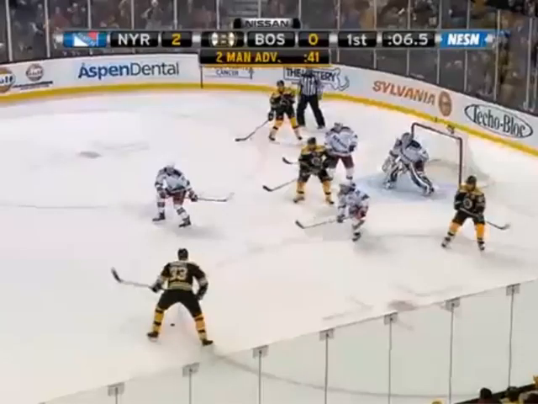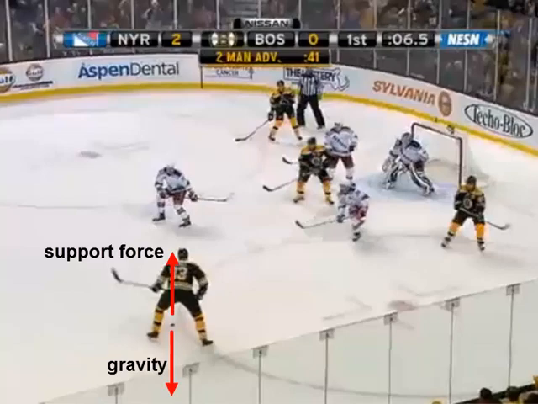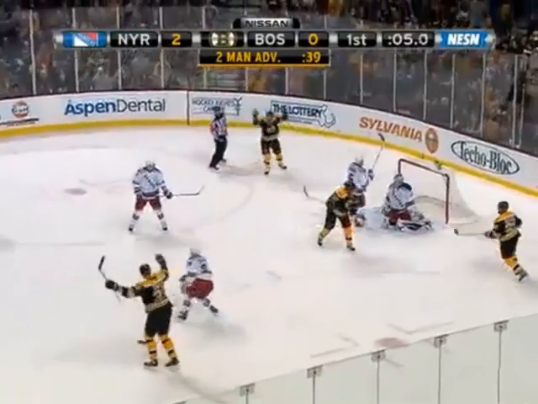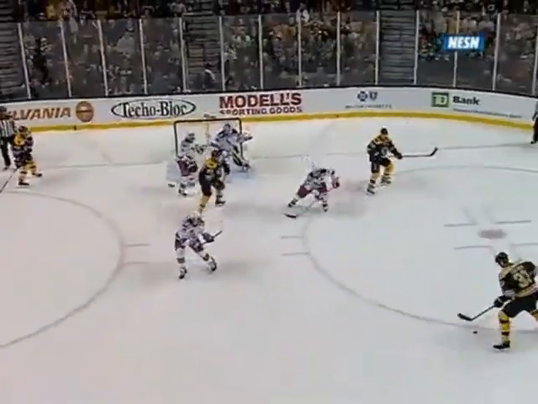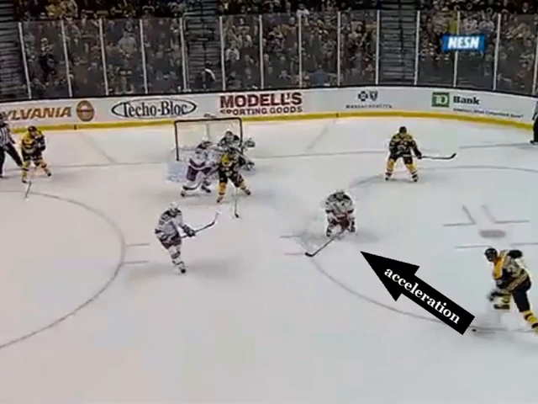When a hockey puck is at rest, the net force on it, gravity and the support force, is balanced, so the puck is in equilibrium. Hit the puck, that is, apply an unbalanced force to it, and the puck experiences a change in motion. It accelerates. Apply another force by striking the puck again, and the puck's motion changes again.